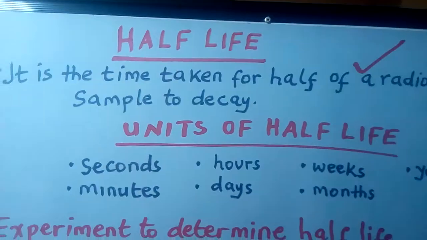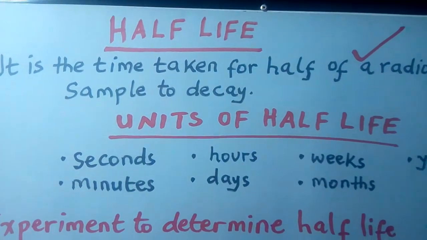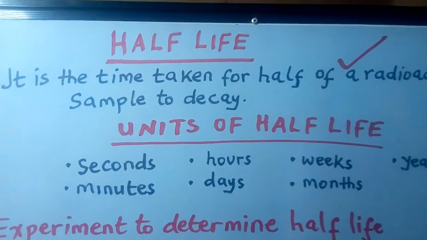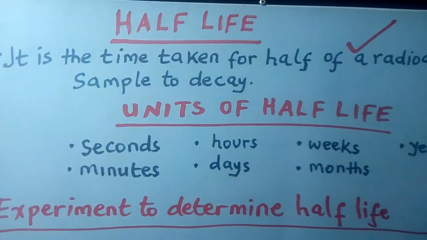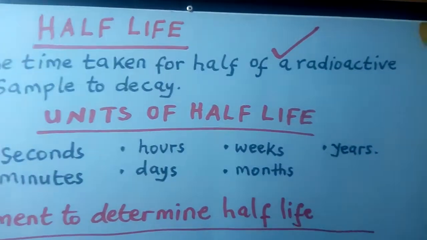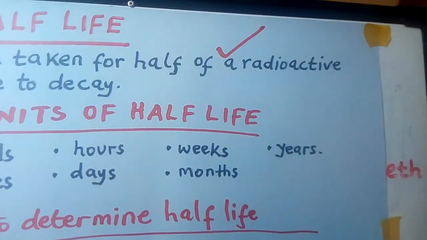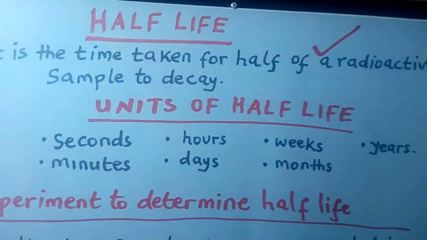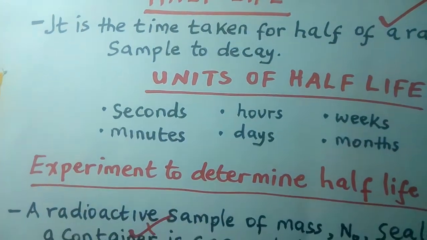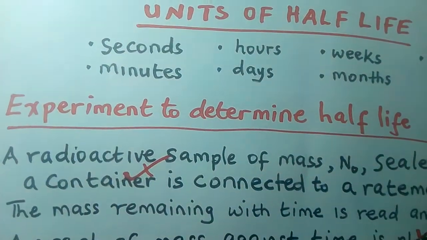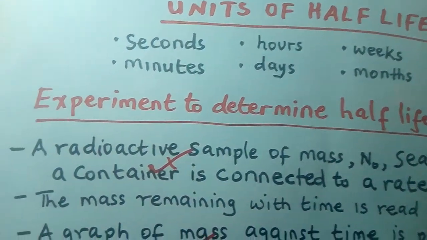As simple as that. Now, since we have said half-life is the time taken, time has so many units: seconds, minutes, hours, days, weeks, months, years. So all these are units for half-life. So the half-life can be in any of these units. Now, how can you determine the half-life of a radioactive substance?